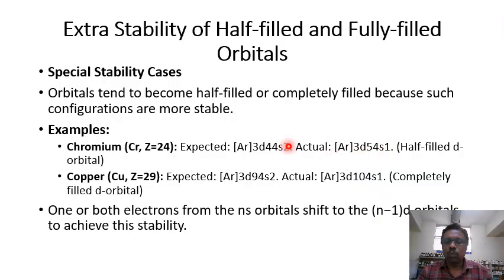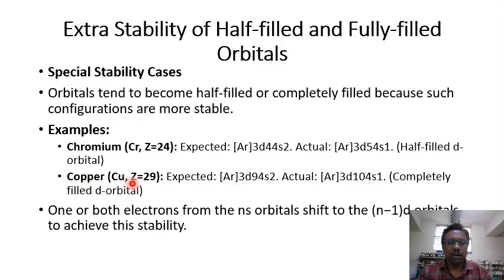Here you can see one electron from the s orbital jumps to the d orbital, and the d orbital, instead of 4, becomes 5 electrons, and it is half filled. Therefore, to attain this extra stability, an electron jumps from the s orbital to the d orbital.